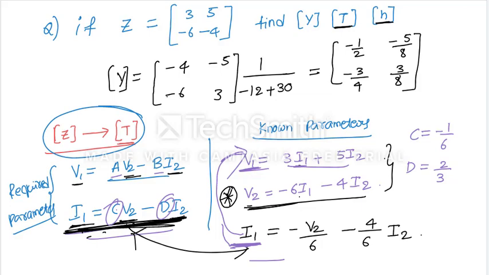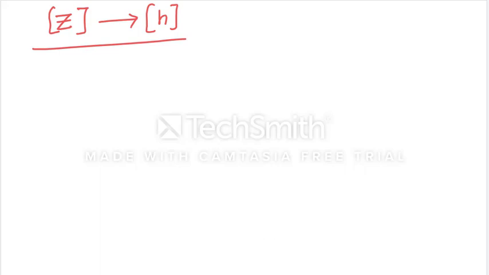Now let us do some other. What can we do here? Z to H. We can do Z to H. So what we are doing now is converting Z parameters to H parameters. First, as usual, exactly the same, we should write the required parameters.